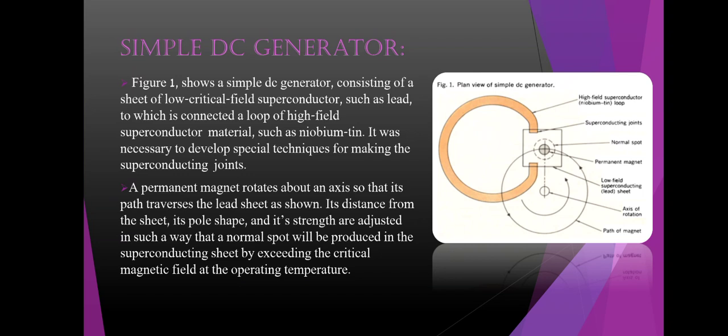As we can view in figure 1, it shows a simple DC generator consisting of a sheet of low critical field superconductor such as lead, to which is connected a loop of high field superconductor material such as niobium tin. It was necessary to develop special techniques for making the superconducting joints. A permanent magnet rotates about an axis so that its path traverses the lead sheet as shown. Its distance from the sheet, its pole shape, and its strength are adjusted in such a way that a normal spot will be produced in the superconducting sheet by exceeding the critical magnetic field at the operating temperature.